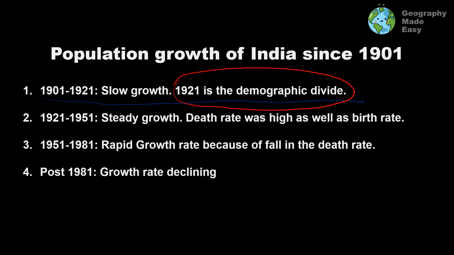India gains independence, and from 1951 to 1981 we see a rapid growth rate because of the fall in death rate. Here we see that the government of India has started introducing advanced medicine to cure diseases such as polio and many other very infectious diseases like cholera, typhoid, tuberculosis. These were cured.